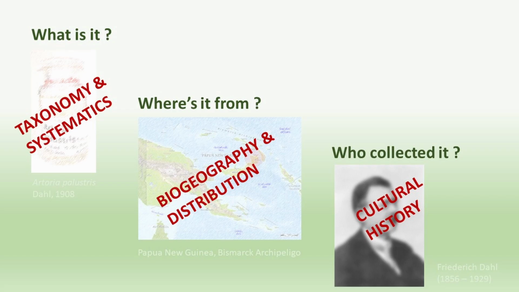And the who collected it is where we start coming more into cultural history. Why were particular people active in particular regions of the world at that particular time? For example, Papua New Guinea in the 19th century was actually a German colony. And so this is an explanation for why Friedrich Dahl was sent there to do some important collecting work. Okay, I want to start with the what is it.